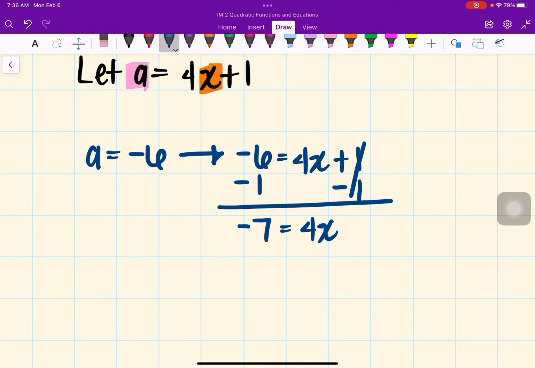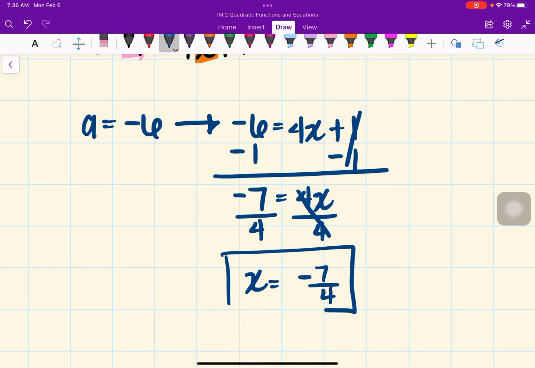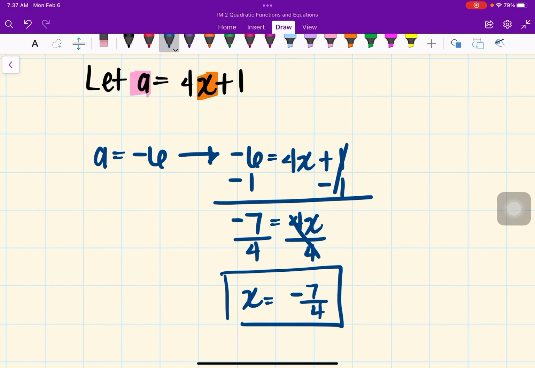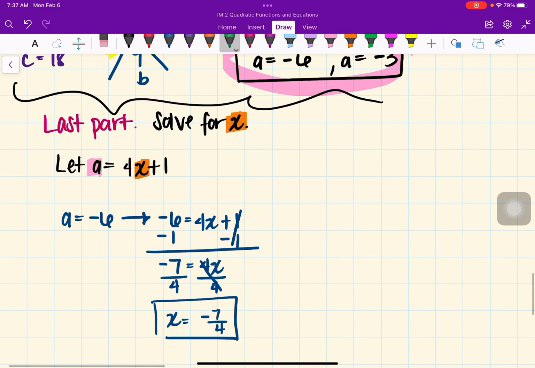Now, we want to leave the x alone, so the last thing you want to do with that one is divide. Let's divide by 4 on both sides. And that gives us x equals -7 over 4. So that would be one of our solutions. Now, Khan is only going to be asking for one answer, so that could be one of my answers. I could also try doing the other one, where a equals -3.